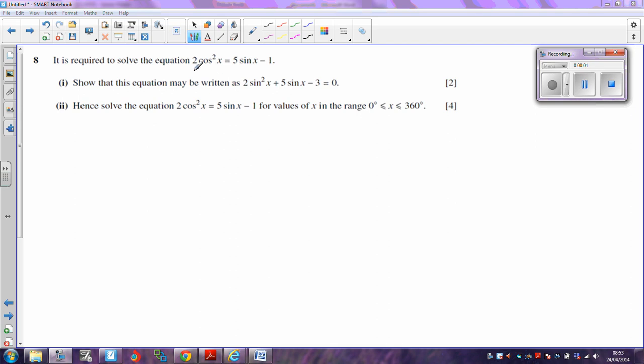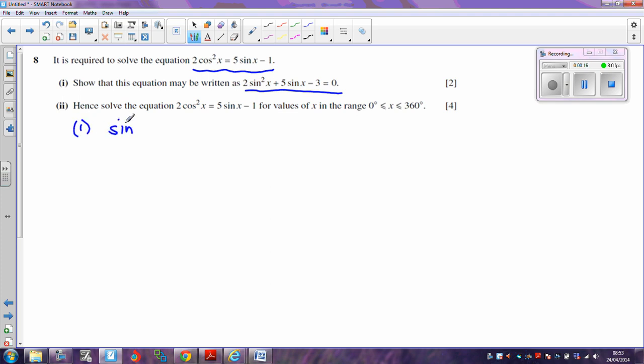Okay, I am given this equation which contains cos and sine, and I can see here that in order to change it into this equation here, I've got to replace cos squared. Now I know that there's an identity which connects sine squared and cos squared, and that looks like this: sine squared x plus cos squared x is equal to 1.